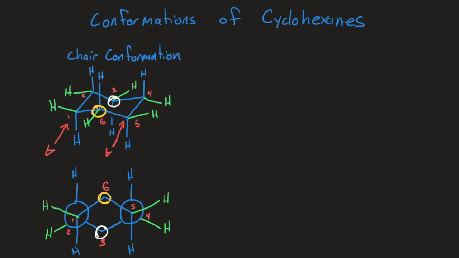The chair conformation is the most stable conformation for a cyclohexane. It has another conformation called a boat conformation. This is going to be the least stable conformation of a cyclohexane. It looks a little bit like this.